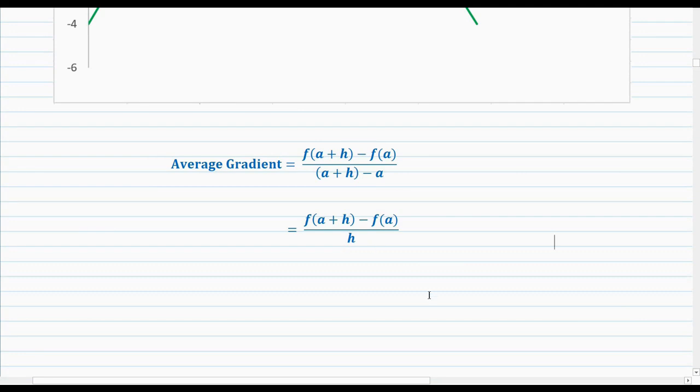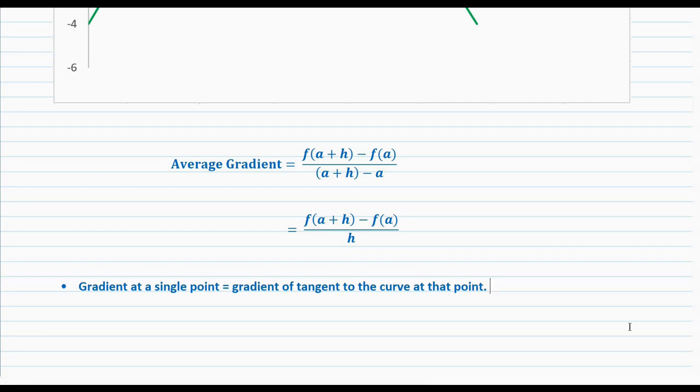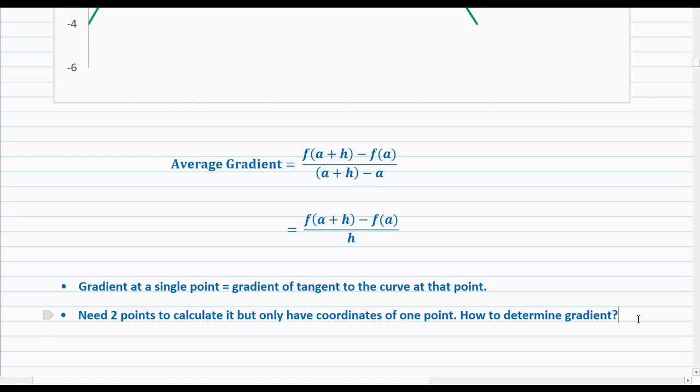This is an equation you should have seen before in previous years, and something else you should have heard before is that the gradient at a single point on a curve is equal to the gradient of the tangent to the curve at that point. It would be kind of difficult to determine the gradient at a single point, since so far you've only calculated the value of a gradient using the coordinates for 2 different points. So how would we determine the gradient?